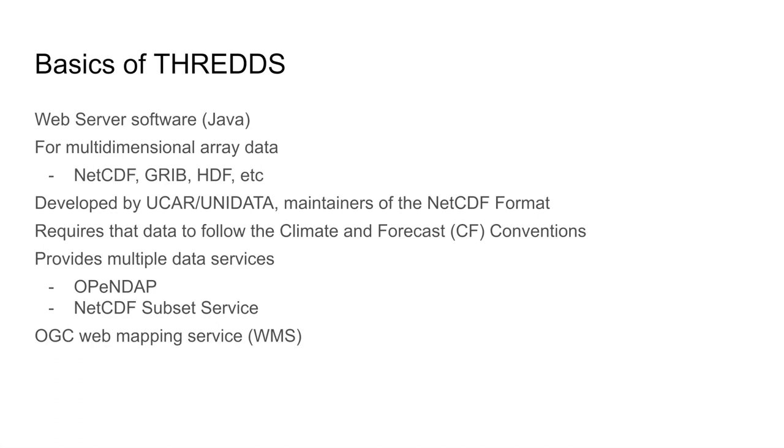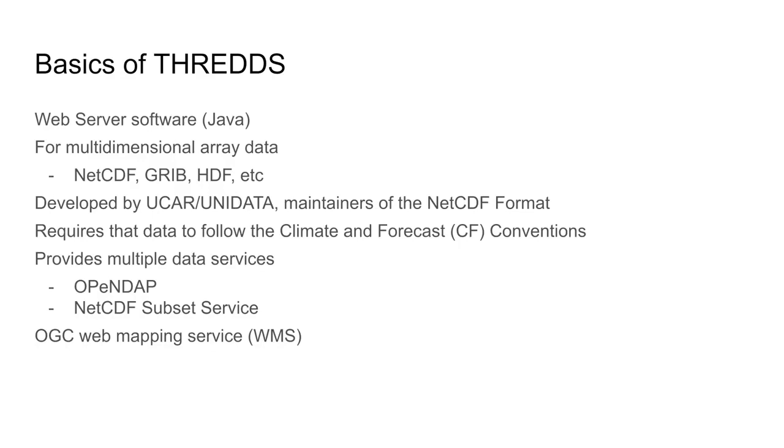So the basics of THREDDS are that it is a web server software written in Java. It is intended for multi-dimensional array data, usually netcdf, grib, or hdf data. It's developed by UCAR and the Unidata program. They maintain the NetCDF formats. They are a reputable organization on geospatial data in this format.